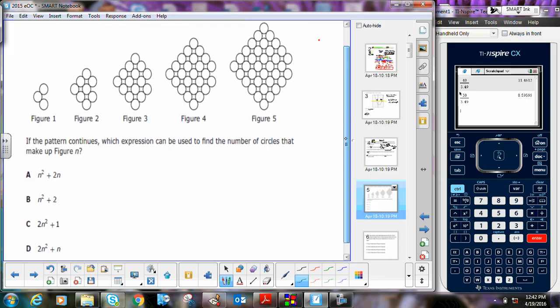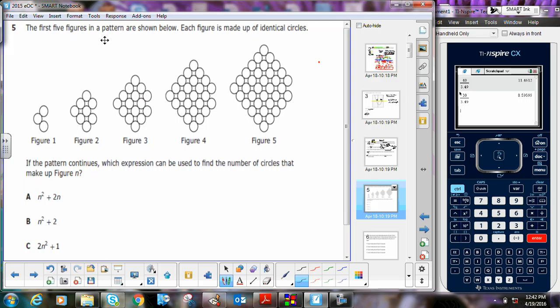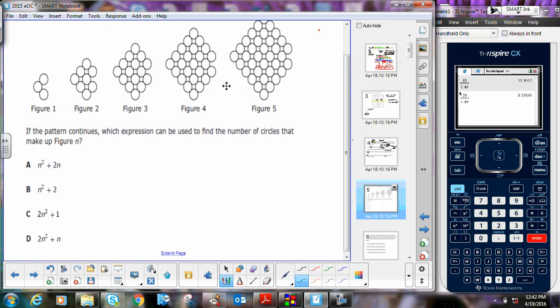Now, I see the first figure. I see some figures shown below that consist of circles. I have figure 1, figure 2, 3, 4, 5. And they ask me which expression can be used to find the number of circles that make up figure n. The best way, when you see all the answer choices, you're gonna figure out that this is quadratic.